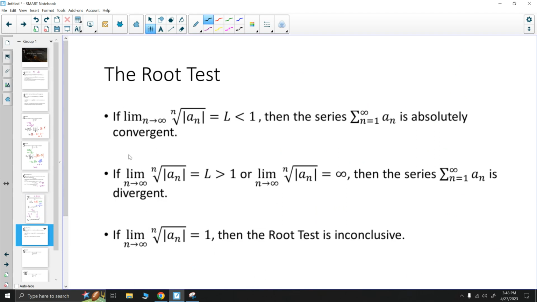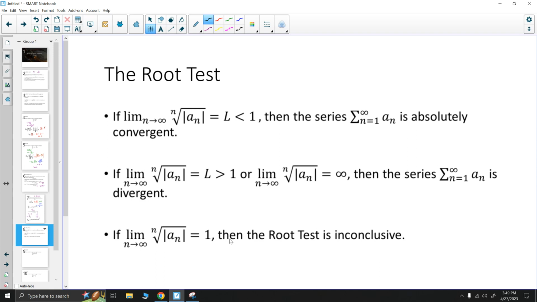Now, it's very similar to our ratio test as far as the same kind of things that we end up with. But basically, if we have some sequence here, or some series, we take the absolute value of it, and we take the nth root of it. And if the limit as n approaches infinity of that is L, which is less than 1, then this series is absolutely convergent, just like our ratio. And if that same nth root leads to an L greater than 1 or equal to infinity, then the series is divergent, just like our ratio test.